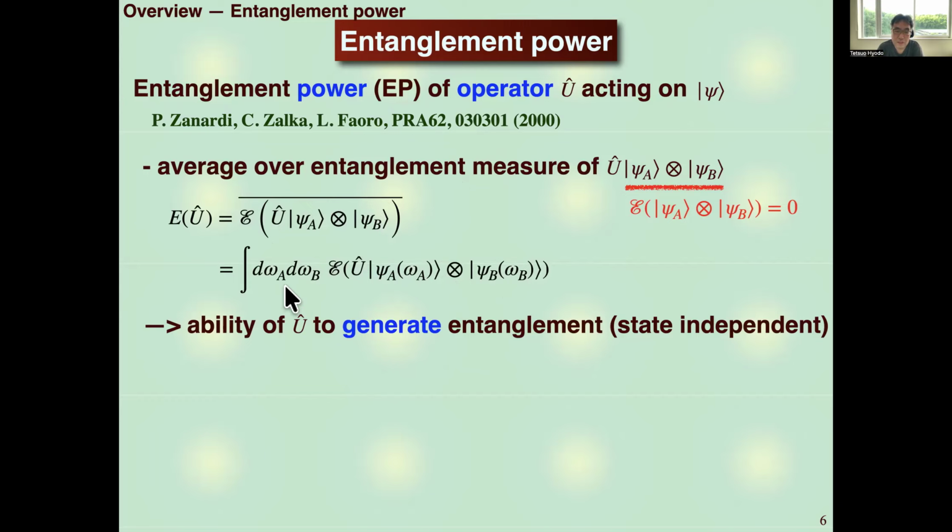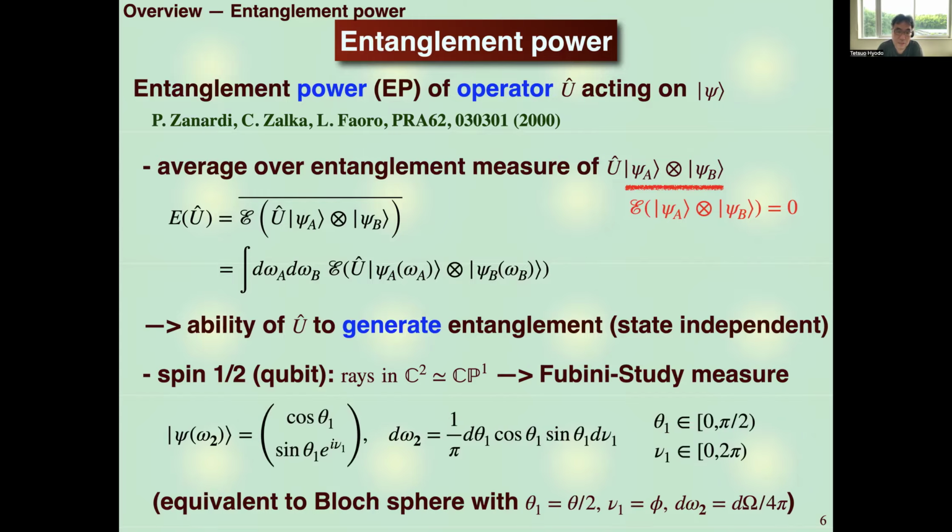This averaging procedure is taken by parameterizing a single Hilbert space state, namely a spin state, by some invariant measure. In the spin 1/2 case, you can use the so-called Bloch sphere. But for later applications, we utilize the so-called Fubini-Study measure, which parameterizes any vector or ray in a complex vector space, the CP^(n-1) space, using several real angles. In the spin 1/2 case, this is a two-component vector, but you have a normalization condition and a phase redundancy. By dividing these out, you have a complex projective space of dimension 1, which can be parameterized by two angles, theta 1 and nu 1.